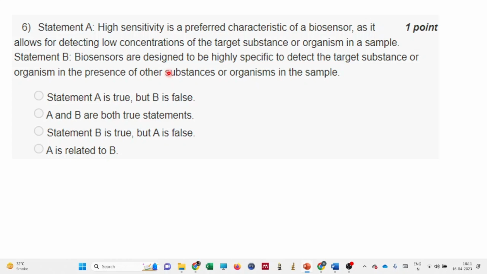Statement A says that high sensitivity is a preferred characteristic of a biosensor, as it allows for detecting low concentrations of the target substance or organism in a sample. And statement B says that biosensors are designed to be highly specific to detect the target substance or organism in the presence of other substances or organisms in the sample. Which statement is true?